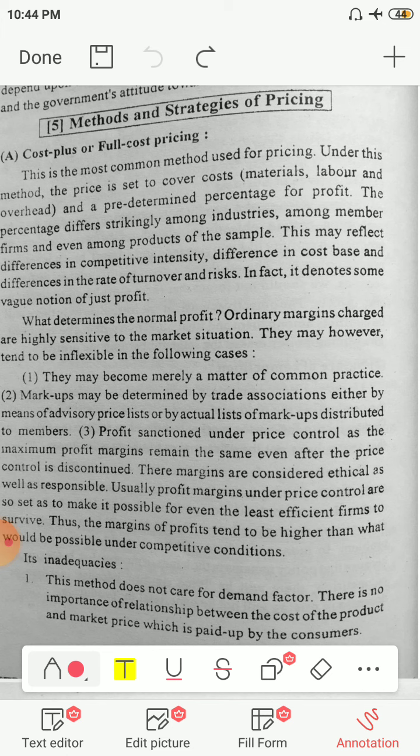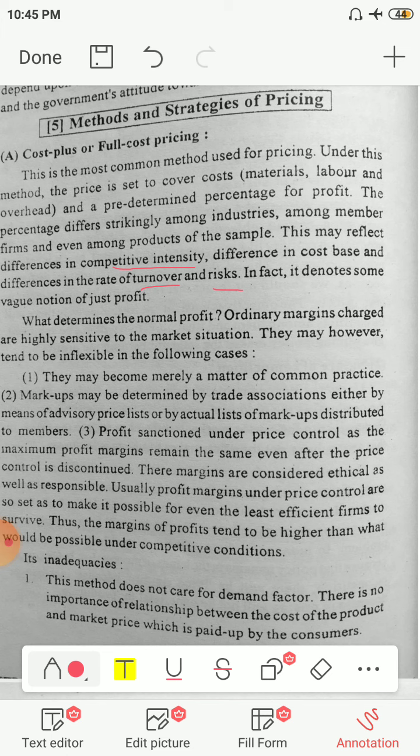Take the example of gold. We are also purchasing it less, once or twice in a year, and that is why these durable products and gold have a high profit margin and soap has a low profit margin. And again it differs on the basis of risk, competitive intensity, turnover, and risk. These are a few other factors for deciding profit margin.